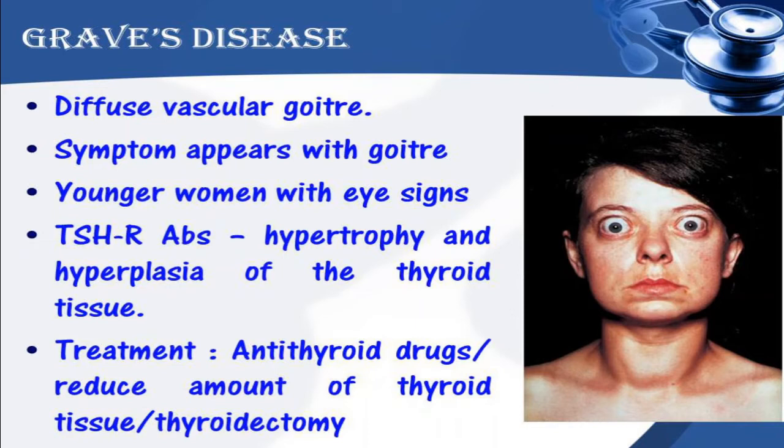Symptoms appear together with goiter, and this is one figure where you can see that the eye is protruding out. So this is one of the symptoms that you can easily identify Graves' disease. And the TSHR receptor antibodies are present, causing hypertrophy and hyperplasia of the thyroid tissue. Treatment is use of antithyroid drugs or reducing the amount of thyroid tissue by thyroidectomy.